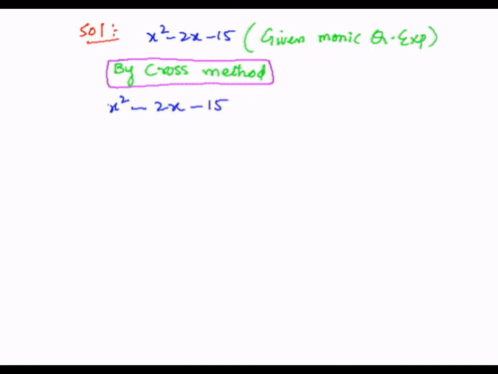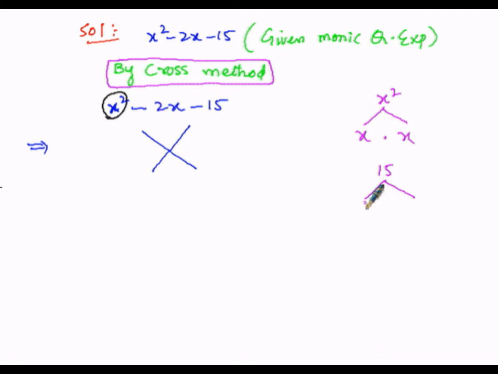Then that implies, the first term is x square and the last term is 15 with a negative sign. In the cross method, the first term is x square, so I am going to write the factors as x into x. Similarly, 15 can be split such that we write the factors in a manner that either by adding these two factors or by subtracting these two factors we must get the middle term.